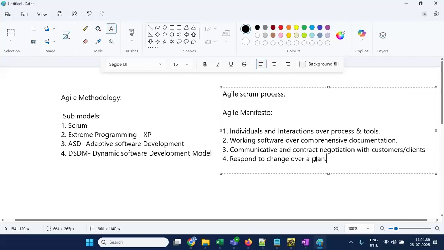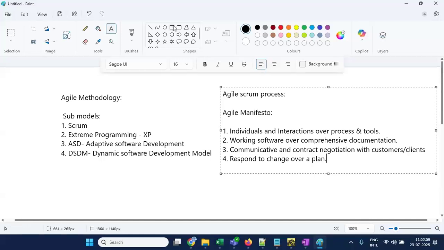So if the customer asks to change that particular plan, you should accept it. Whatever the stage, even if it is an ending stage, if the customer asks to change that thing, you have to be ready to change it. Because customers are good. Whatever we get, we get from the customers only. If the customer rejects that particular change and asks for new changes or updates, you have to accept those changes from your side. That's why you have to respond to change over a plan.